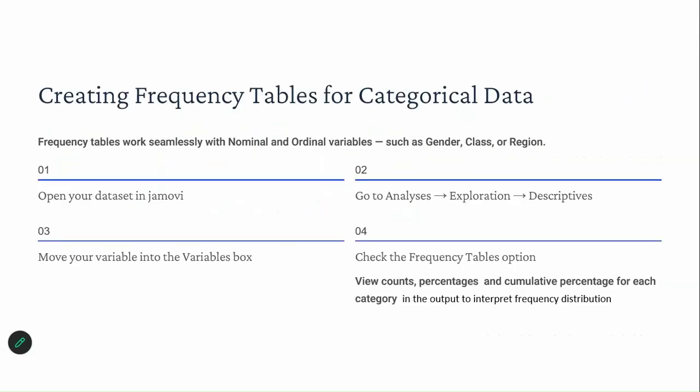For creating a univariate frequency table for categorical data like gender, class, region, etc., first you open your dataset in Jamovi, then you go to Analysis tab, click on Exploration, move to Descriptives, then drag your variable into the variables box, then tick the frequency table option, and it will immediately give you counts, percentage, and cumulative percentage for each category in the output. Let me show you by doing this.